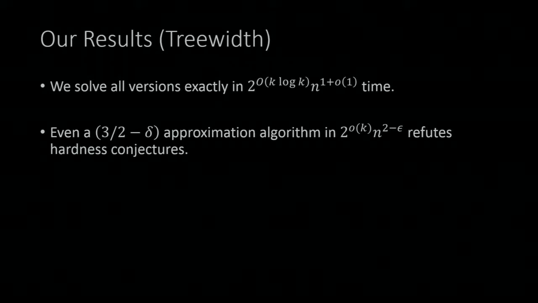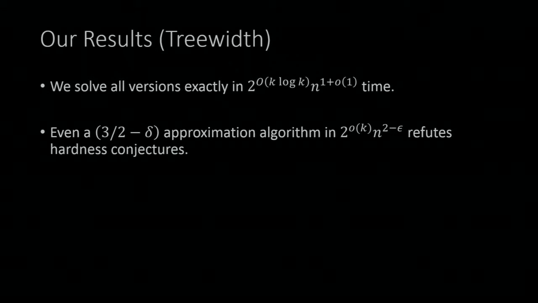And we also show that even approximating any better than 1.5 to the little o of k in truly subquadratic time would refute the appropriate hardness conjecture. So if you did it for a radius problem, you would violate the hitting set conjecture, and if you did it for a diameter problem, you would violate the orthogonal vectors conjecture.